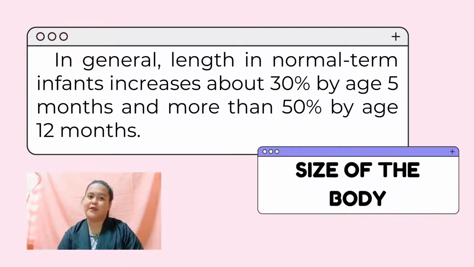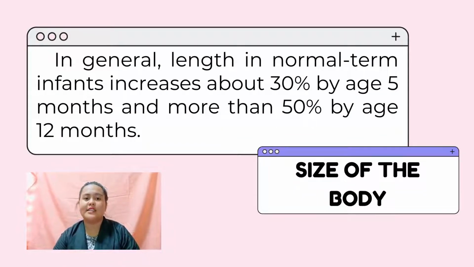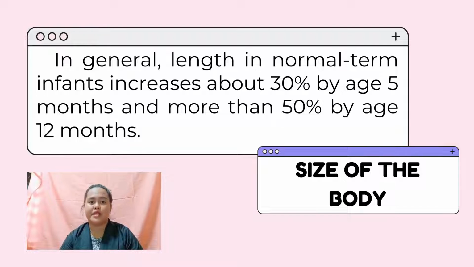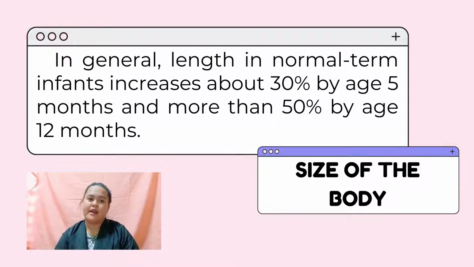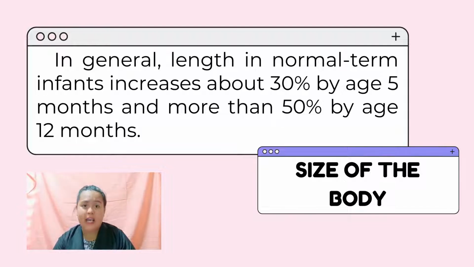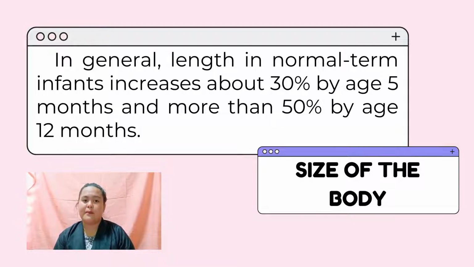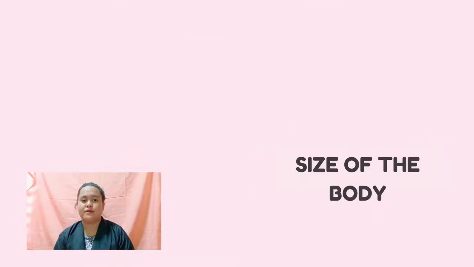Seventh is the size of the body. In general, length in normal terms, infants increase about 30% by age 5 months and more than 50% by age 12 months. An infant typically grows about 10 inches, 25 centimeters, during the first year, and the height at 5 years is about double the birth length. In boys, half the adult height is attained by about age 2.